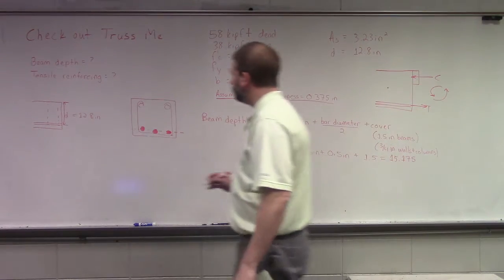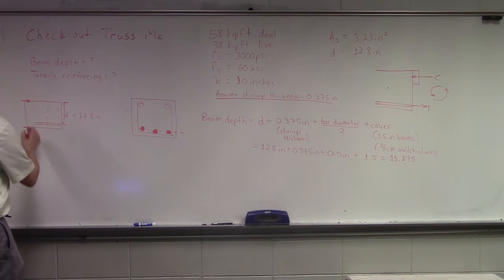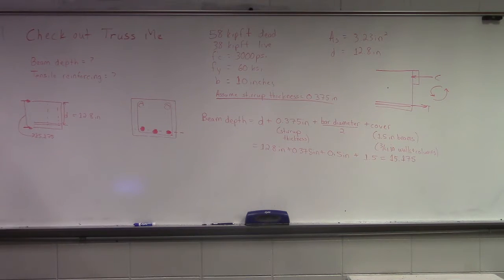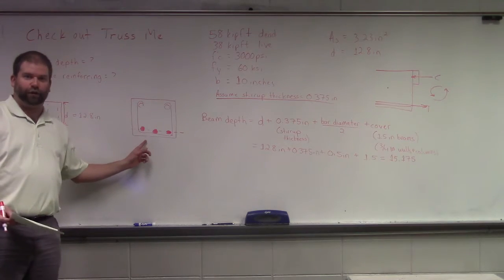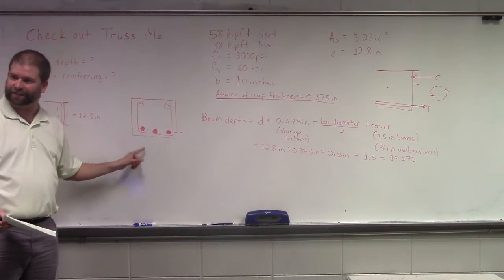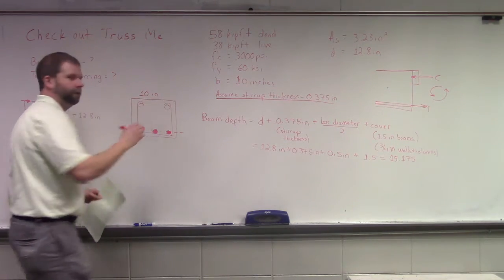Okay? So now that's telling us that this distance is going to be our 15.175. The last item we need to look at is to check and see, okay, now if we put in this 1 inch bar, is that going to fit into our beam that is 10 inches wide? Right?